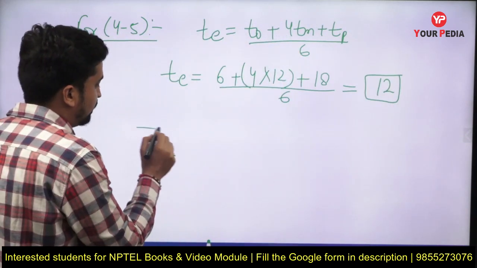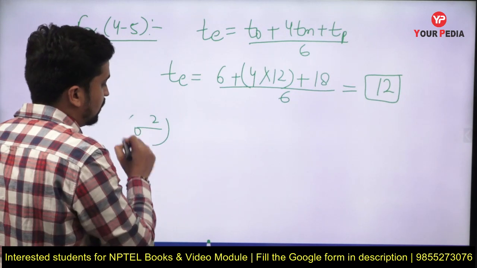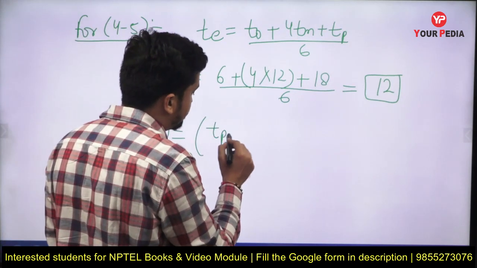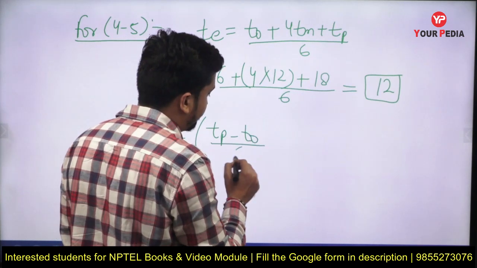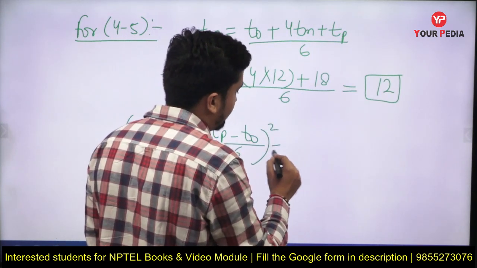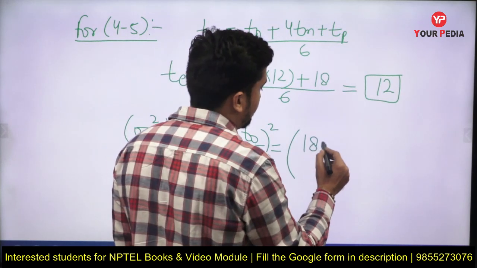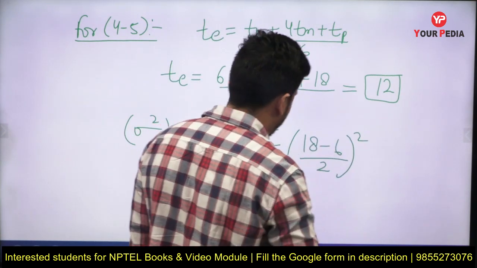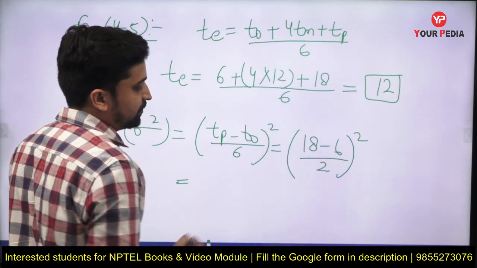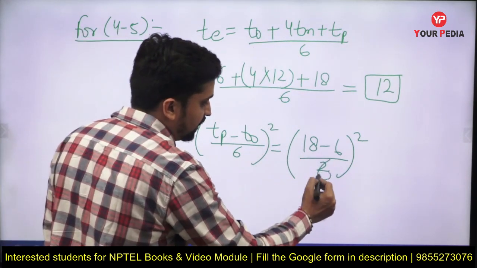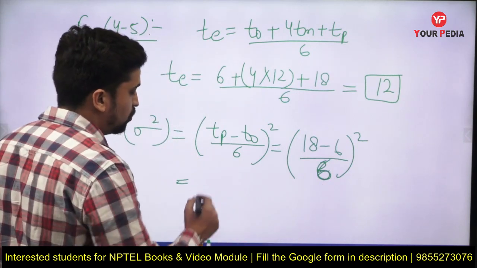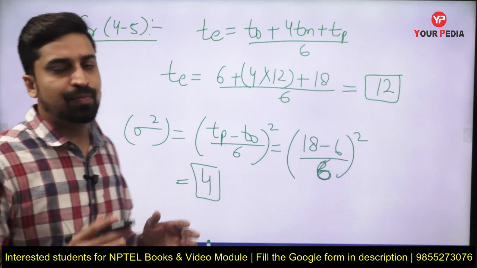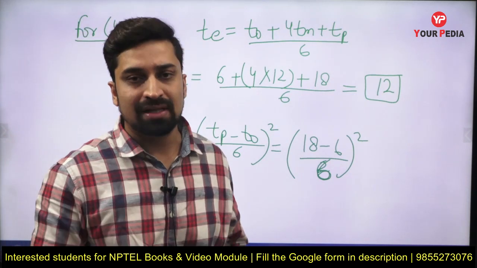After that, what is left is sigma square, or the variance. So the variance for activity 4 to 5 will be equal to (TP minus TO) divided by 6, raised to power 2, and this will be equal to 18 minus 6 divided by 6 raised to power 2. 18 minus 6 is 12, 12 divided by 6 is 2, so this will come out to be 4. So now we have calculated the expected time and variance of all the activities.